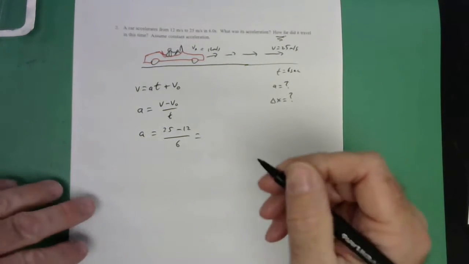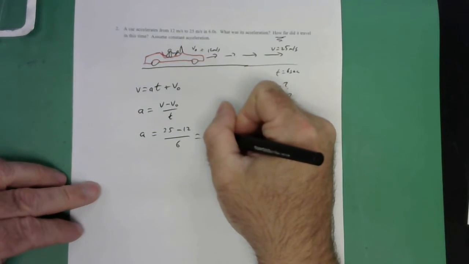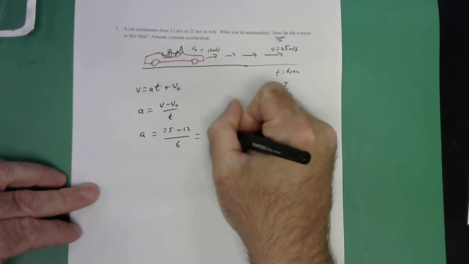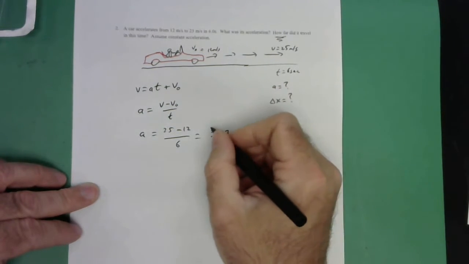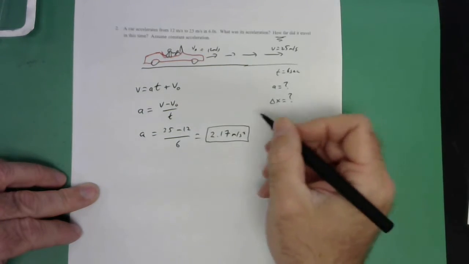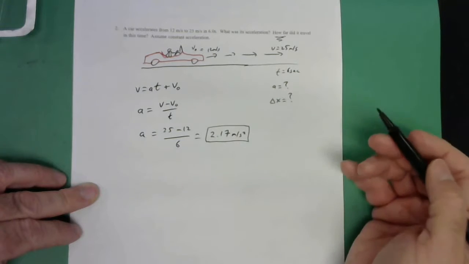And I get that that is 2.1. We'll round to 6, the third digit there. So this would be 2.17 meters per second squared is my acceleration. Now they ask, hey, how far did it travel? So we're trying to find the displacement here, the delta x.